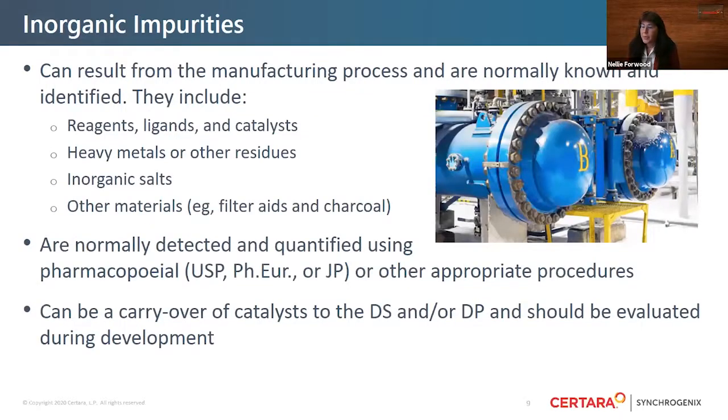Inorganic impurities can result from the manufacturing process and are normally known and identified. They include your reagents, ligands, catalysts, heavy metals, and other residues, inorganic salts, and other materials such as filter aids and charcoal. They are normally detected and quantified using pharmacopoeia or other appropriate procedures, and they can be a carryover of catalysts to the drug substance and or drug product and should be evaluated during development.